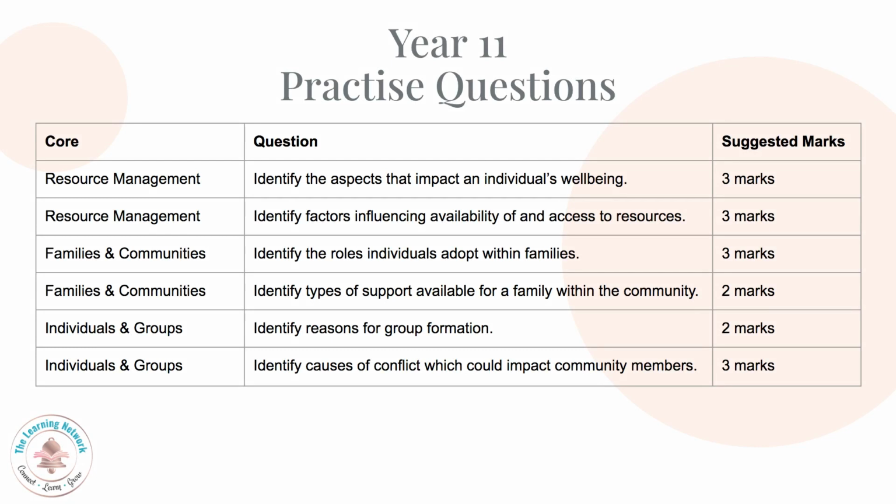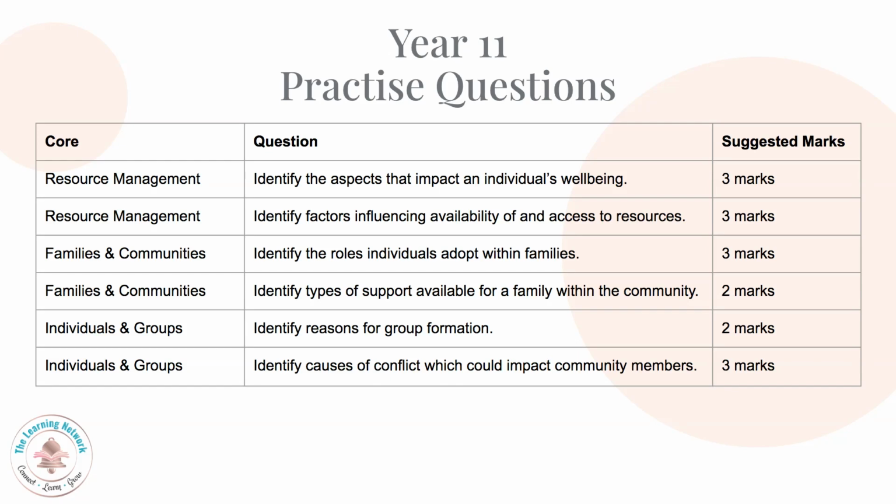Let's have a look at some practice questions that might be identified in Year 11. So as we can see, a huge range of different questions from all of our cores. So the 3 cores here, we have questions like identify the aspects that impact on an individual's well-being. It could also include things like identify the roles individuals adopt within families. Notice here that there's not much exploration for content. They're simply identifying what it is, and in maybe a sentence or 2, they may be working on what that particular area is from the syllabus.